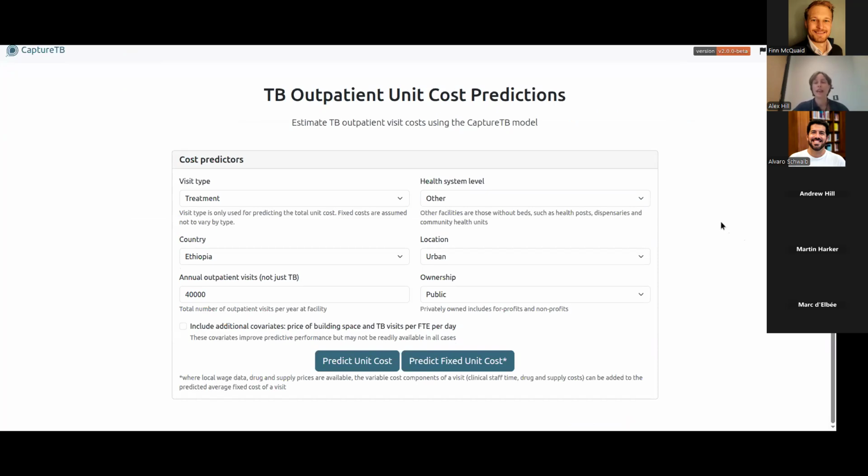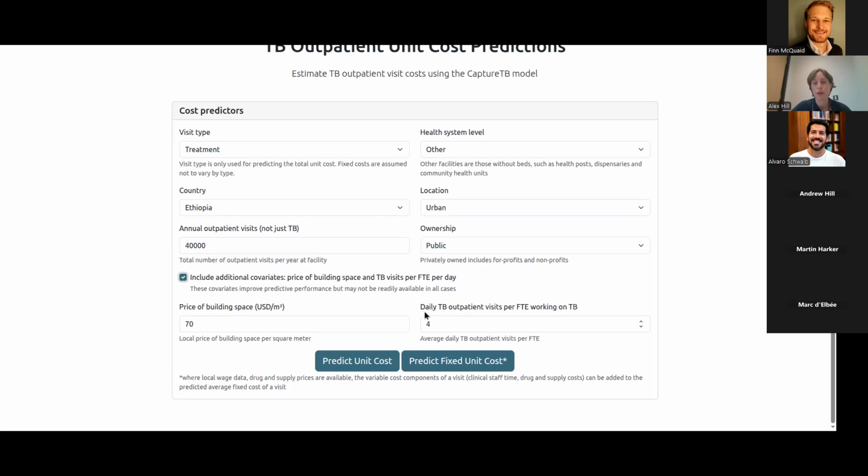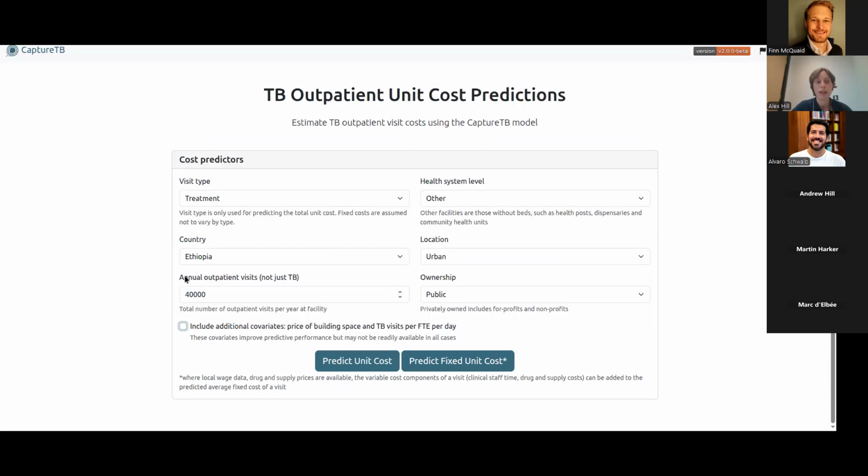Okay, sorry. Yeah, so here you can see the two buttons correspond to whether you want to predict the full unit cost or the fixed unit cost. And then you can also include those additional covariates if you have them, so the efficiency and the local price covariate. For predicting the total unit cost, you also have visit type in there. In the value TB data, the fixed cost didn't really vary by type, so the fixed cost model doesn't include type.